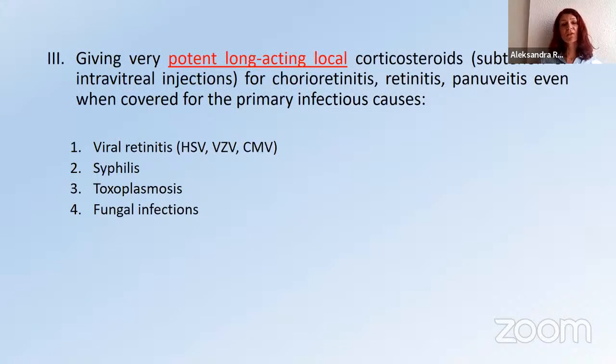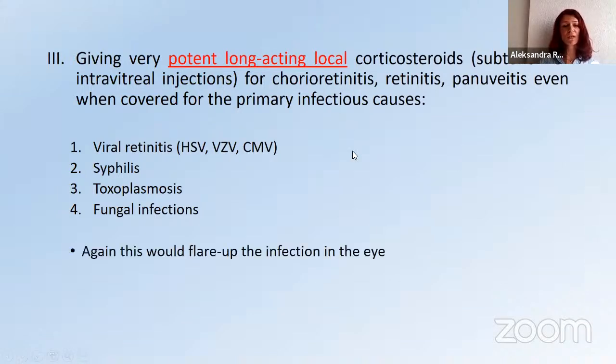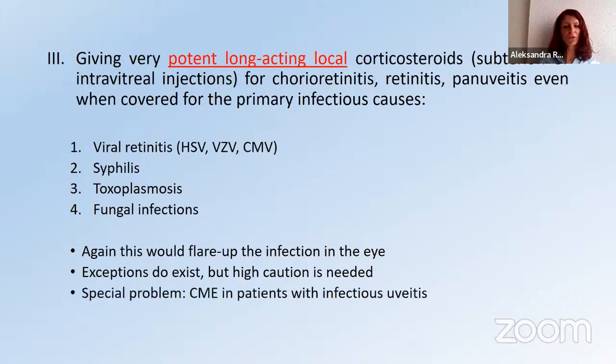The next is giving very potent long-acting local corticosteroids, subtenon or intravitreal injections, for any posterior uveitis, even when covered for primary infectious causes, because those very potent long-acting medications have a very long half-life and can reactivate the infection. So this goes for viral retinitis patients, syphilis, toxoplasmosis, or fungal infections. This would flare up the infection, but exceptions do exist, though we need high caution.